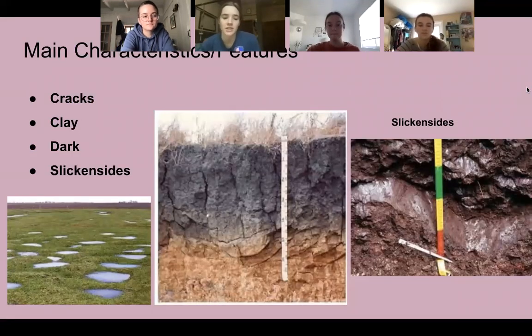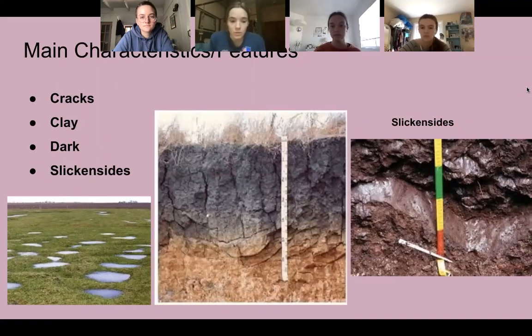The main characteristic of vertisols is their shrink and swell capacity, which creates large cracks. They have greater than 30% clay throughout the soil. Presence of slickensides is a good indicator that your soil is a vertisol. Vertisols have very few distinct, well-developed horizons.